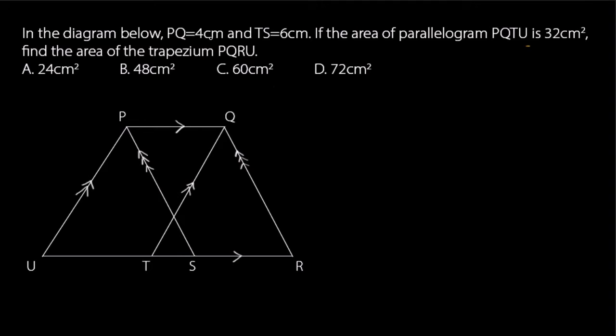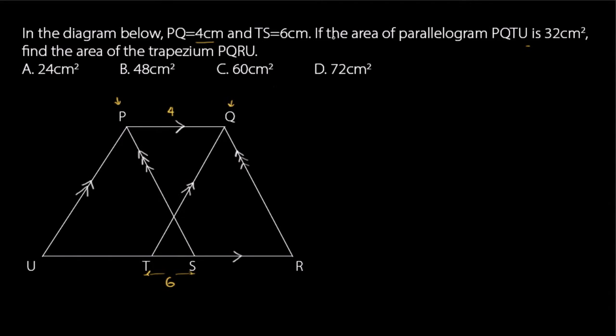If PQ is 4 cm, so this is P and this is Q here. So we are told that the length from P to Q is 4 cm. And TS is 6 cm. Well, here is T and here is S. So we are told that from T to S is 6 cm.